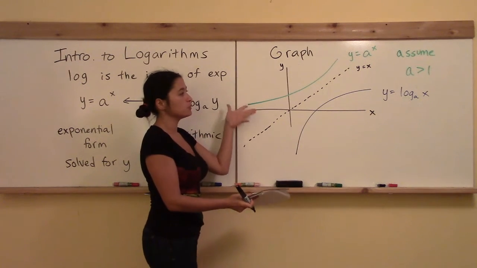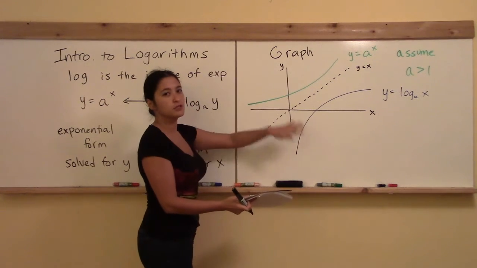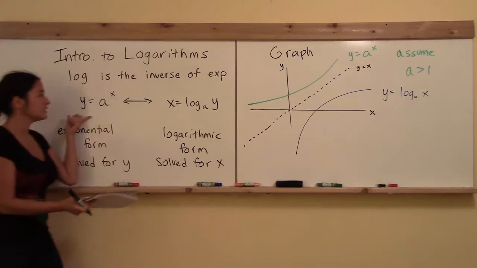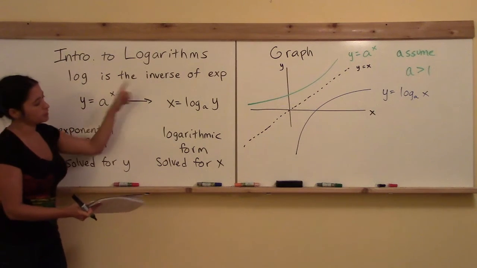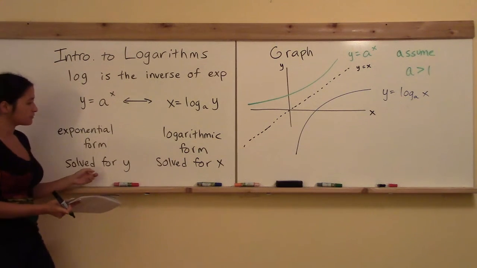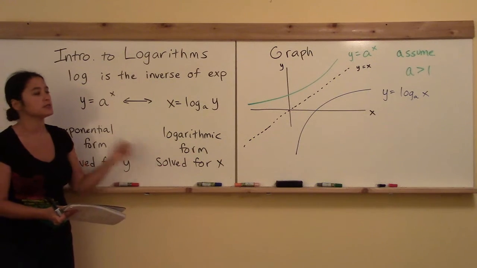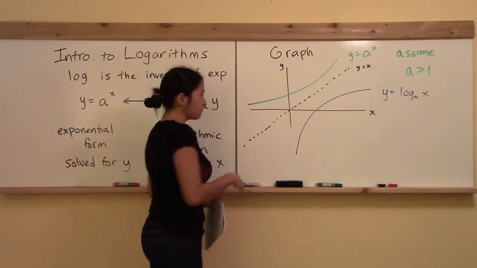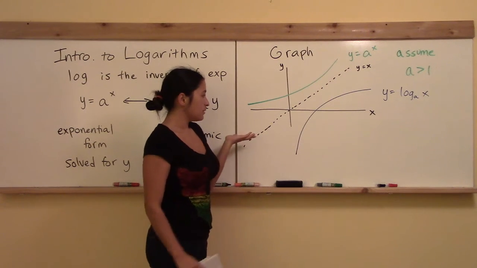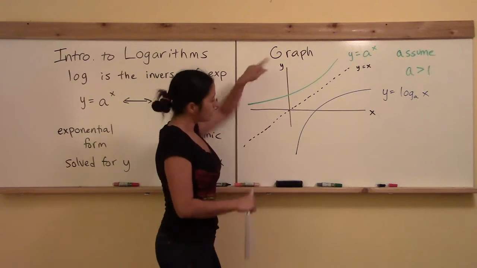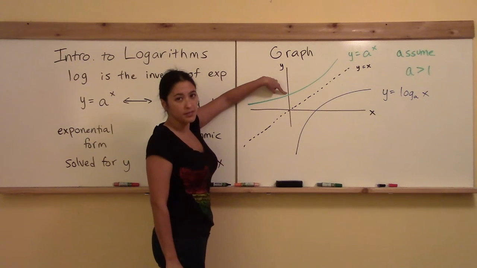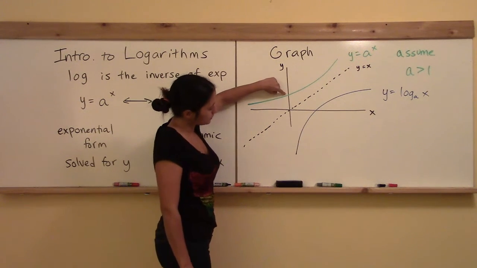If you switch the x and the y's, the green function becomes the blue function, and that's what allows us to take this and write it in a form where it's solved for x. Because before it was solved for y, and now it's solved for x. So what I want you to take away from that is just a few things about the graph. For instance, do you guys remember what point is on this green graph? No matter what the base a is, what point does it always go through?